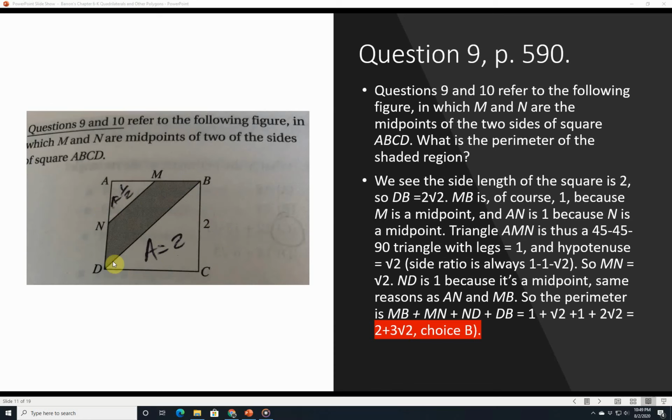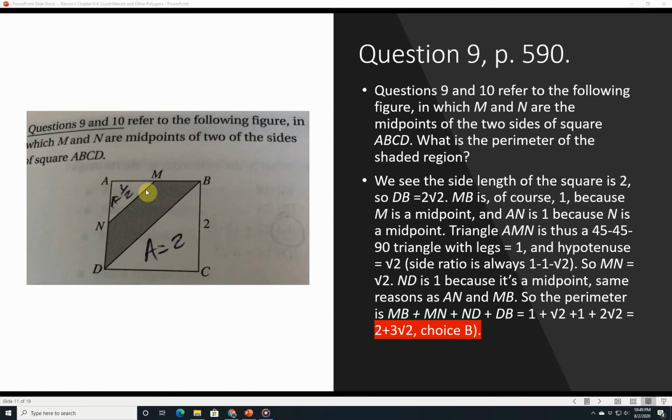And so then we know quickly that the diagonal has to be 2 square root of 2 because the diagonal splits a square into 2 45, 45, 90 triangles, and using the Pythagorean theorem, and hopefully you just memorize these side ratios. If this is 2, this is also 2. This is 2 square root of 2. If this were 1, it would be 1 root 2. And so we know that same thing here, that since this is 2, AM has to be 1, MB has to be 1. Why? Because they tell you M is a midpoint. And since this is 2 and N is a midpoint, this is 1 and this is also 1.